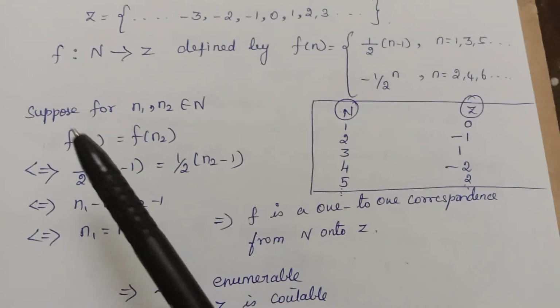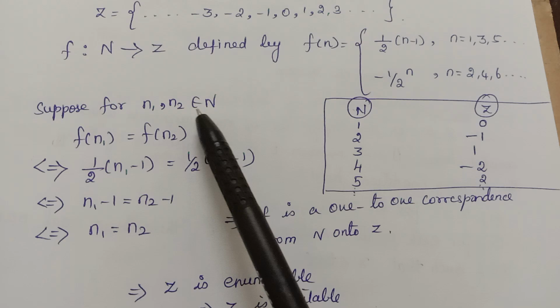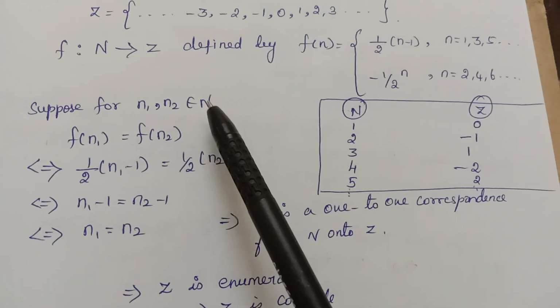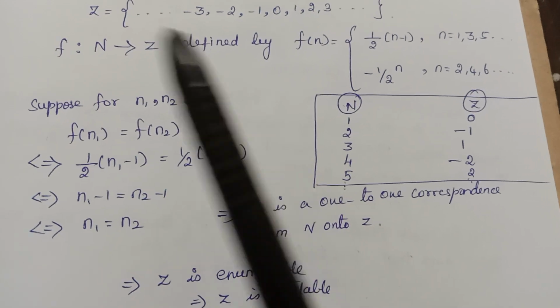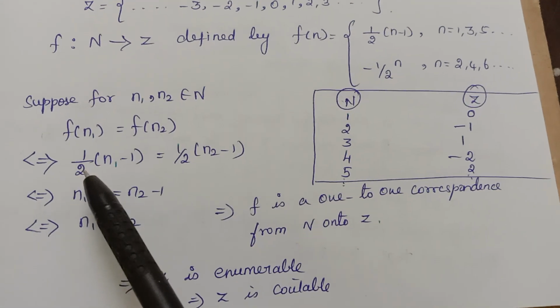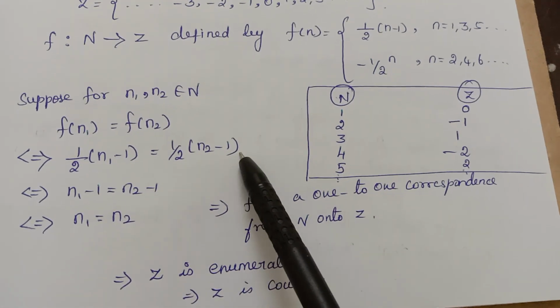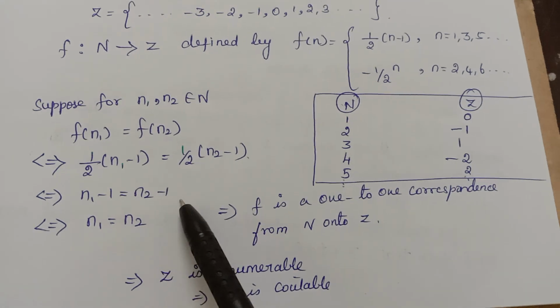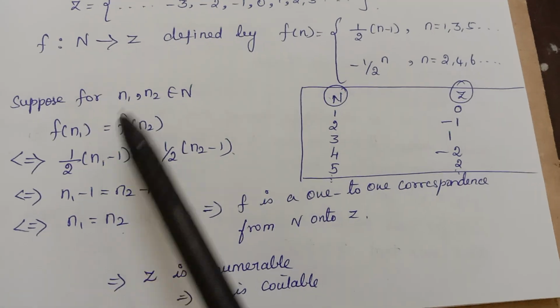So how to prove one-to-one correspondence? Suppose n1 and n2 belong to N. First I am taking it for odd integers. Suppose n1 and n2 are odd integers which belong to N. If f(n1) = f(n2), then what happens? By definition, (1/2)(n1 − 1) = (1/2)(n2 − 1). So n1 − 1 = n2 − 1, which implies n1 = n2.